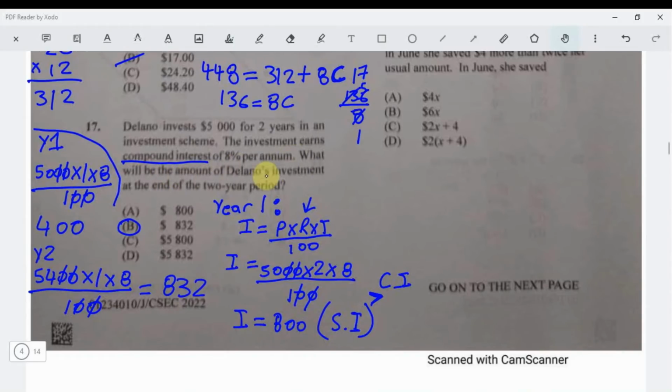What will be the amount of Delano's investment? I am giving them the interest. You need to add it back to the principal. You need to add it back to the principal to write down what is going to be Delano's investment. So when you add 832 to his initial $5,000, that is $5,832. So that's option D. Alright? Now.